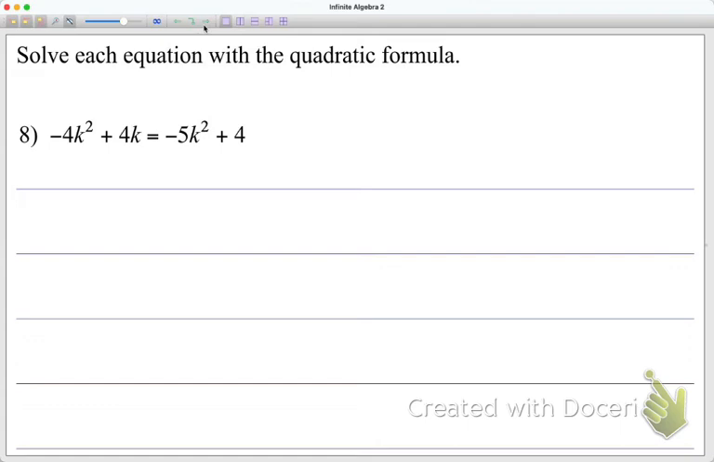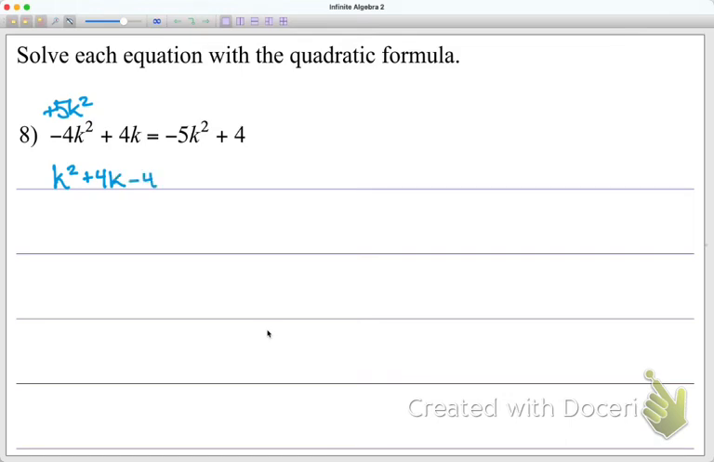What's the first thing I do? Flip them over. Set it equal to 0. But yes, we're just going to use big kid terms. So Jaden, when you set it equal to 0, what do you get? Well, you will lose the 5 and get k squared plus 4k minus 4.